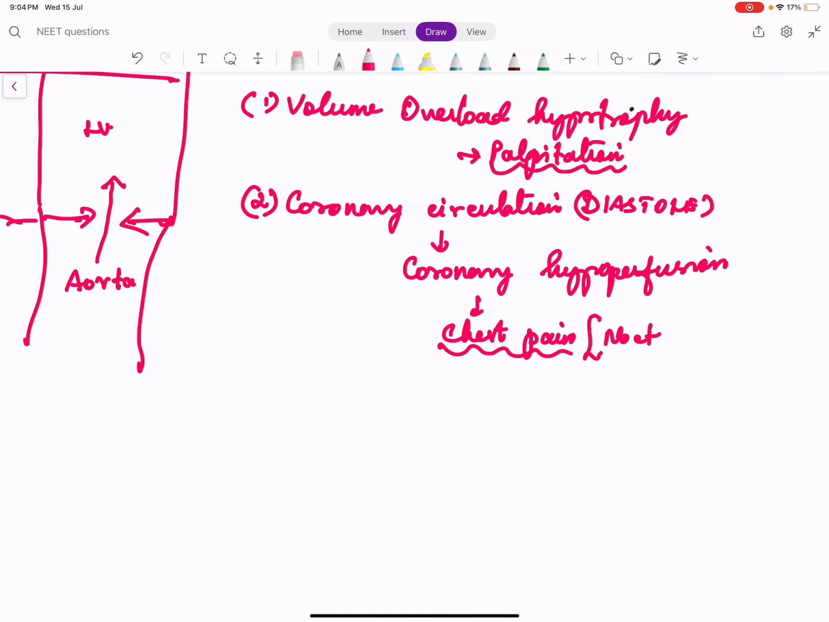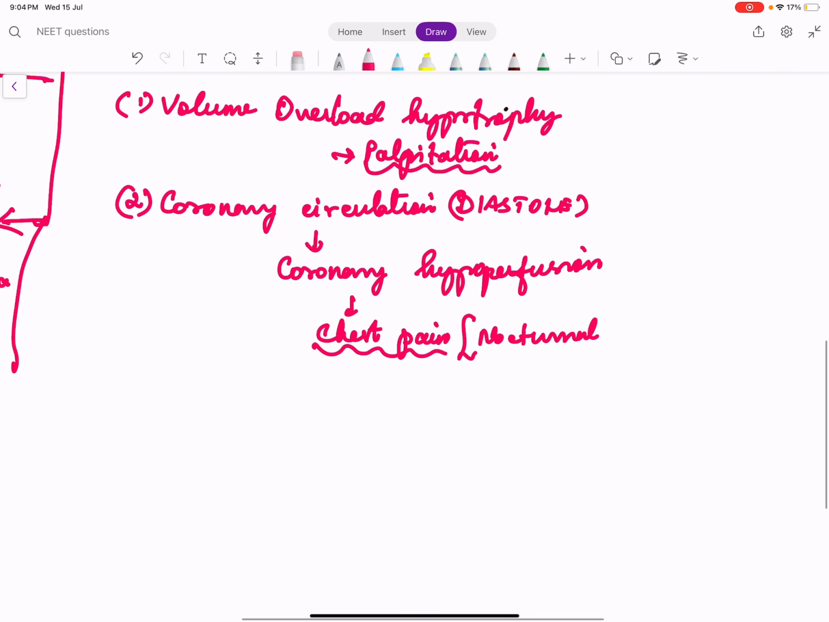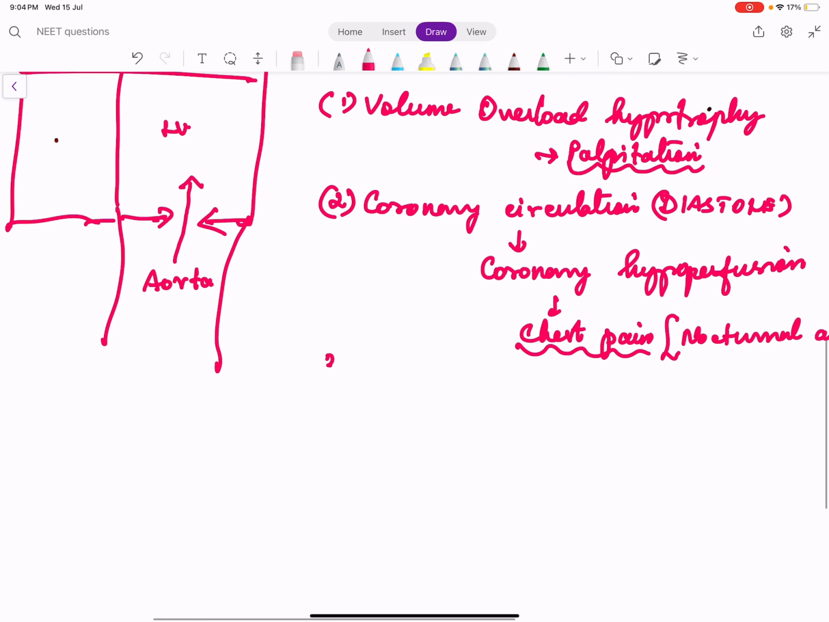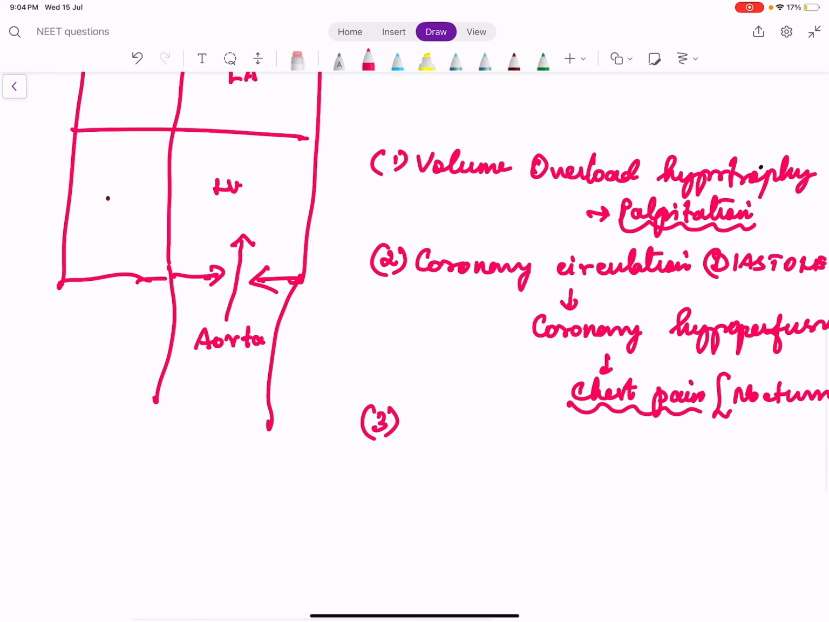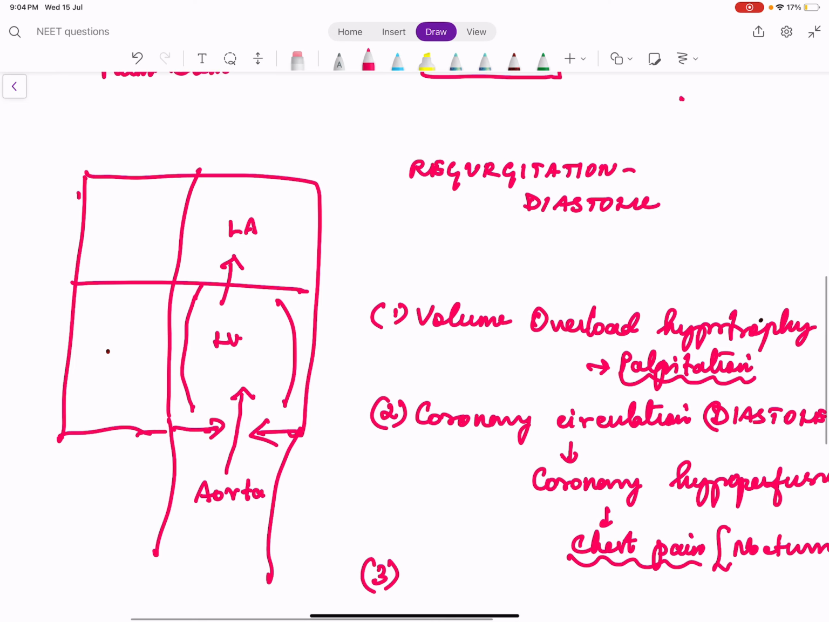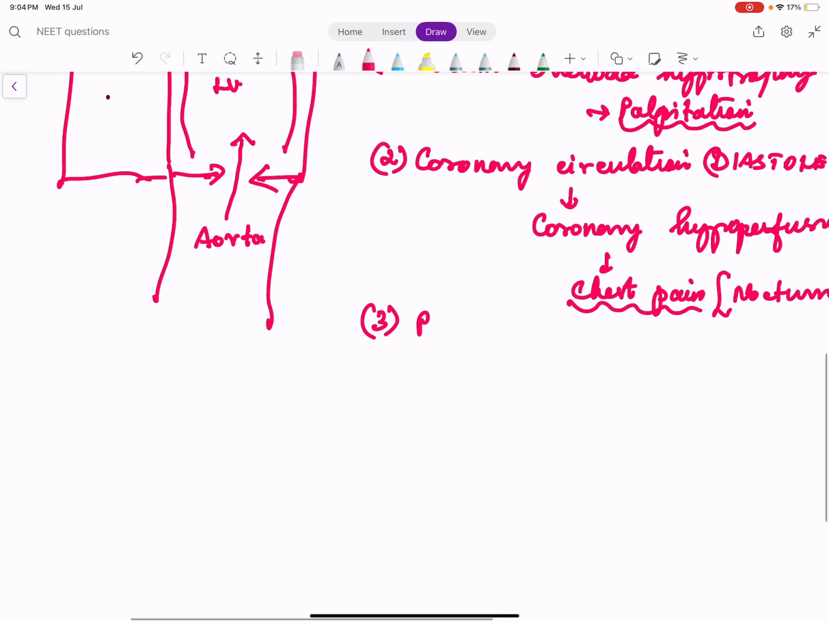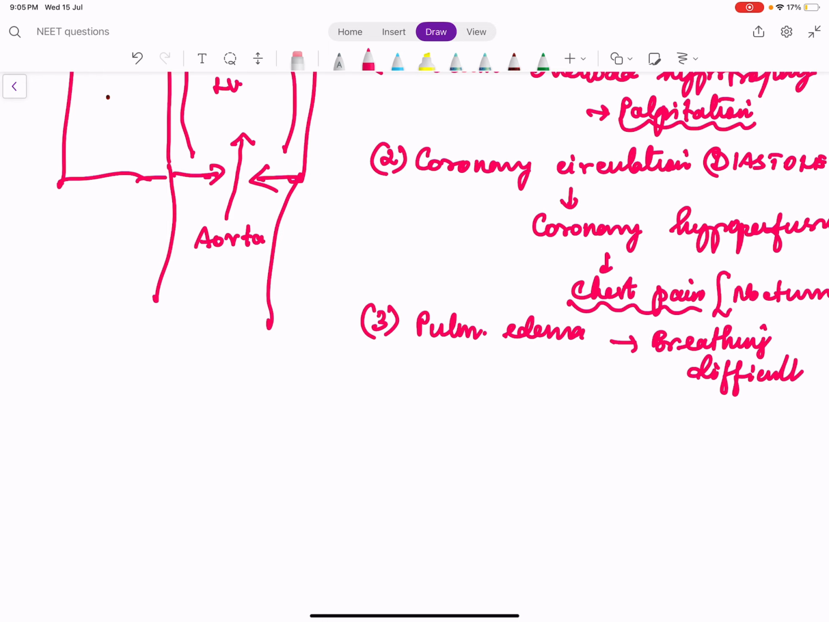This process is more significant in the night. So it leads to nocturnal angina. Why in the night? Heart rate is low, diastolic time is more, so chest pain is also more. But when the left ventricle gets overloaded with blood, the back pressure goes into the left atrium, into the pulmonary vein and pulmonary artery, and pulmonary capillary pressure increases, leading to pulmonary edema. So this leads to breathing difficulty. So this is the triad of aortic regurgitation.